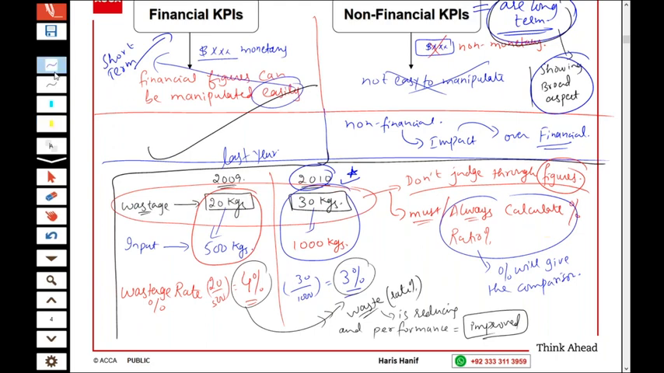You must calculate what? Ratios, because ratios will give you a fair comparison. So we should not judge through the first impression. We should use deep analysis in order to conclude whether the performance is good or not.